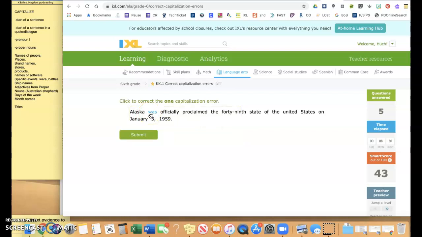Alaska was officially proclaimed the 49th state of the United States on January 3rd, 1959. So when I read this, I see Alaska is capitalized. Good, it's a state and the beginning of the sentence. January is capitalized because it's a month. States is capitalized, but United has to be capitalized too, because that's the name, United States, or if it said United States of America, we would capitalize it like a title and not capitalize of.